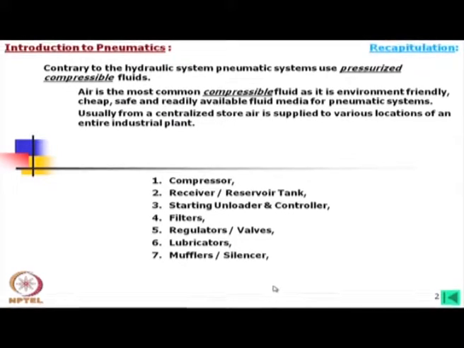Now, we also need a muffler, which is also called a silencer. In case of fluid, oil or liquid, that returns to the tank, and that is not that noisy in comparison to gases. When gas is released, it is released to the atmosphere, air particularly. In that case, it makes a noise.